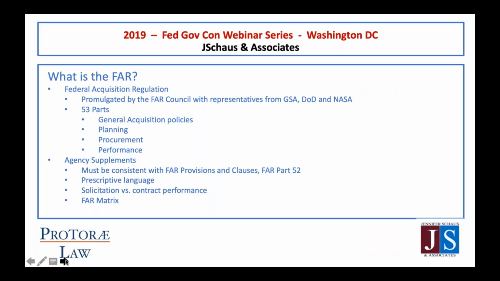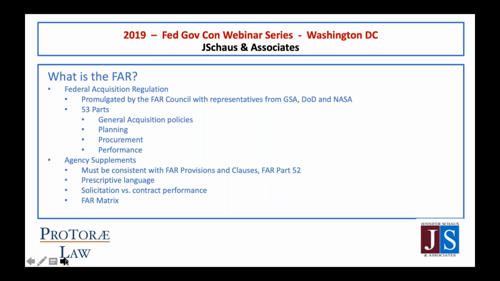The FAR is the general regulations that apply to government procurement. Specifically, the Federal Acquisition Regulation is promulgated by something called the FAR Council, and it has representatives from GSA, DOD, and NASA. The FAR is comprised of 53 parts. One part addresses general acquisition policies. Following that, there are several parts that address planning. Then there are several parts that address exactly how a procurement must be conducted, and the remaining FAR parts address contract performance.